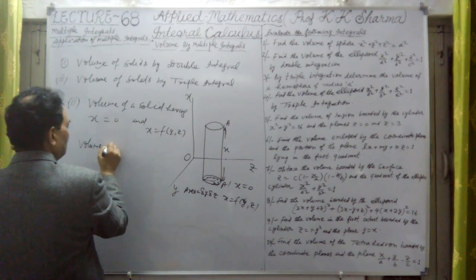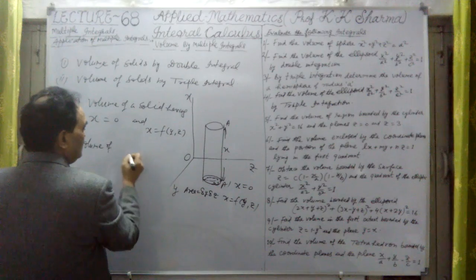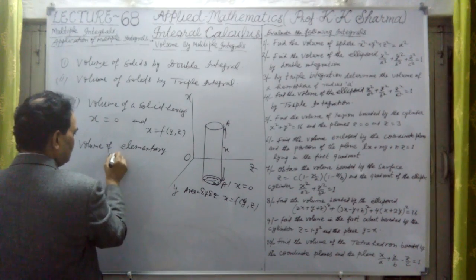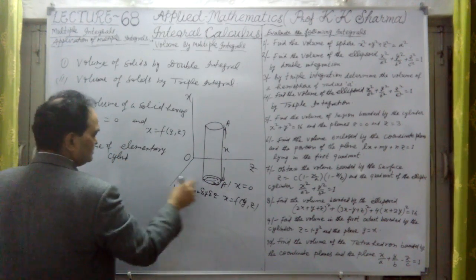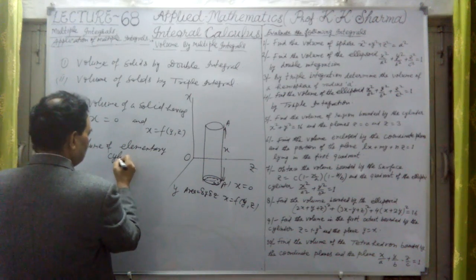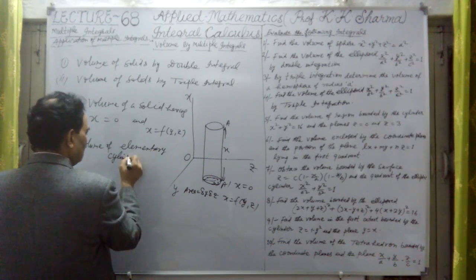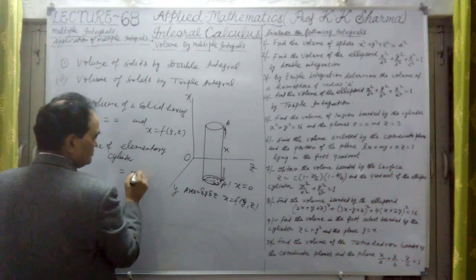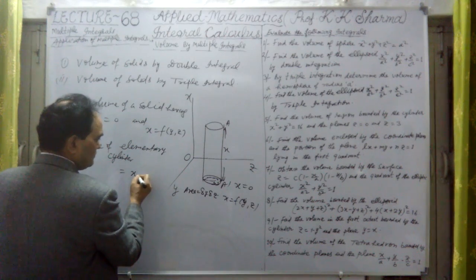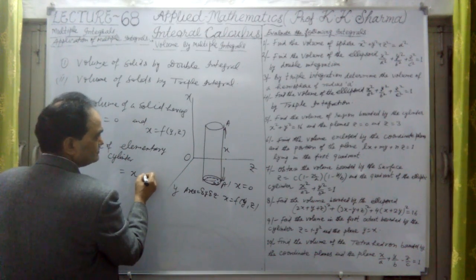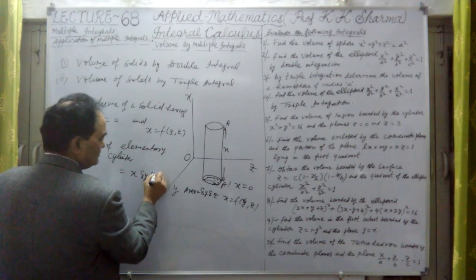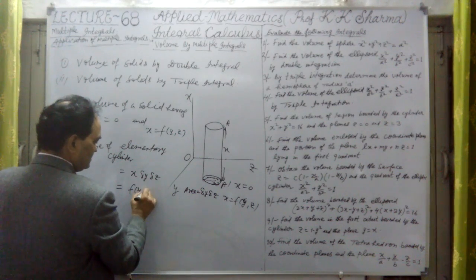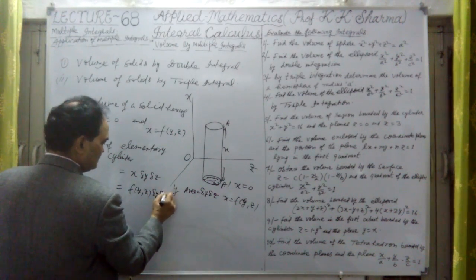First let me find out the volume of the elementary cylinder. We have drawn a cylinder here. So this is nothing but x into, this is x here, where x equal to 0. This is x into delta y delta z, where x is f(y, z), into delta y delta z.